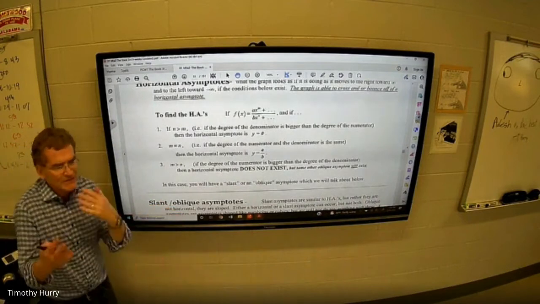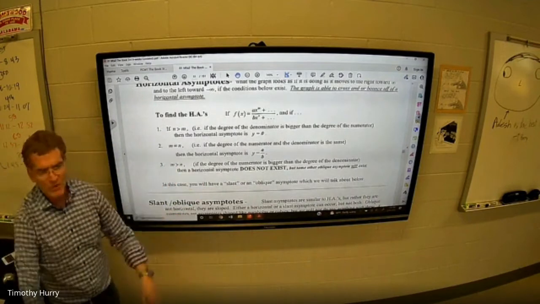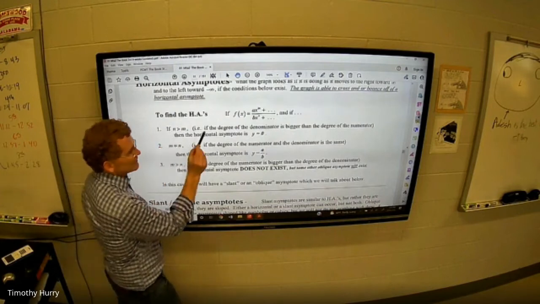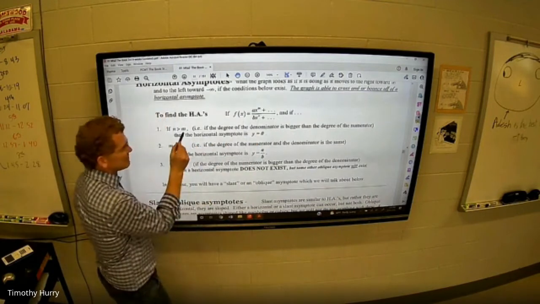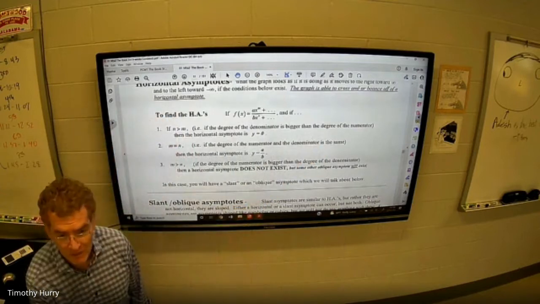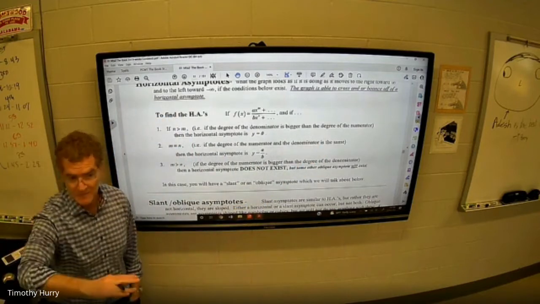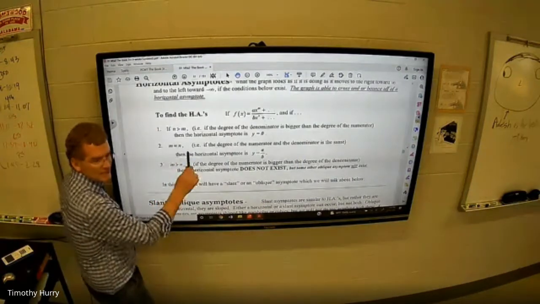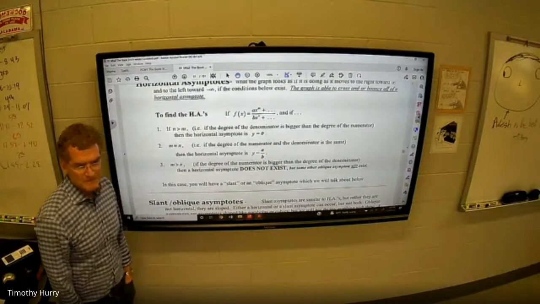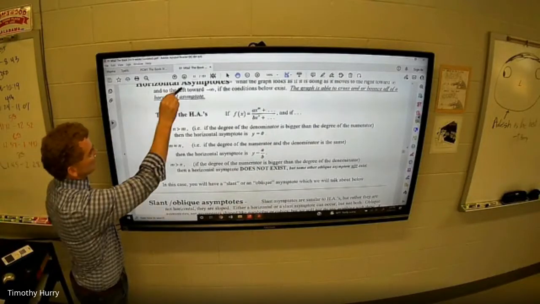Now, I wrote them again for you. So if you forget this somehow before tomorrow, before tonight or whatever, look, if the n on the bottom is biggest, you always get a y equals 0 horizontal. By the way, don't say 0. Always say y equals 0 because it's a line. If the powers are the same, you always get y equals top over bottom, a y equals a over b line.